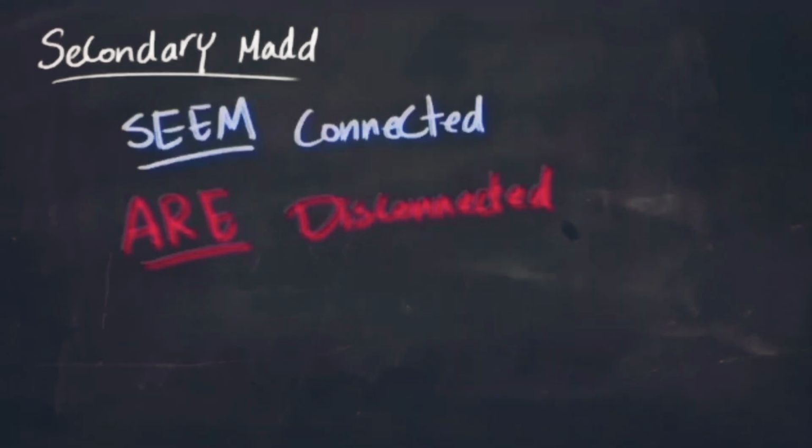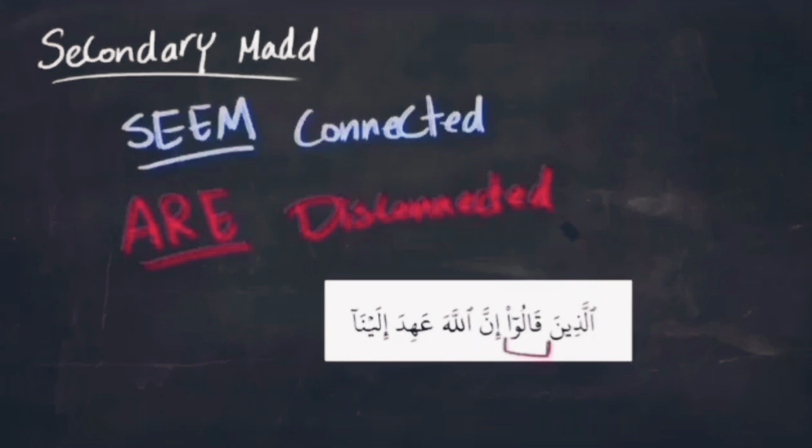The last example here in this case is when a word ends with an alif that has this small circle above it, which means that this alif doesn't exist. So this med is not within the same word. So in this example, الذين قالوا, it is a disconnected med. So you can read الذين قالوا إن الله, or you could just ignore it and say الذين قالوا إن الله.